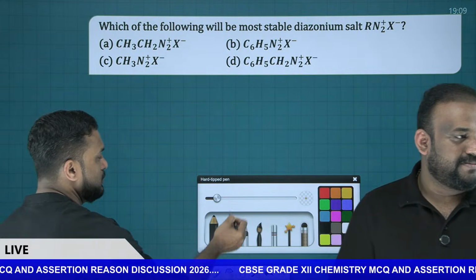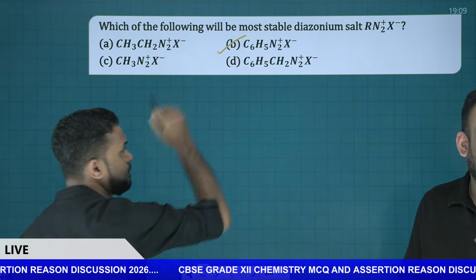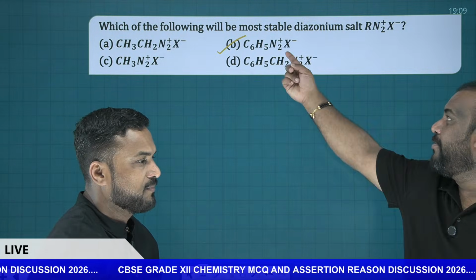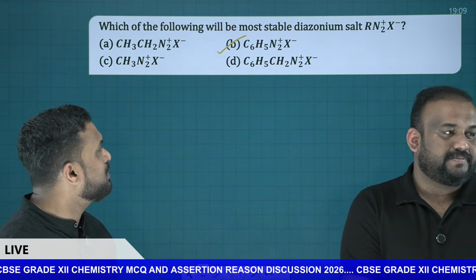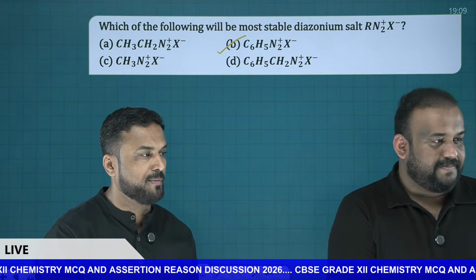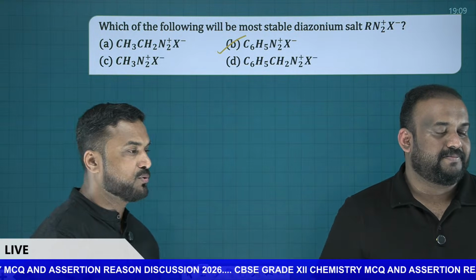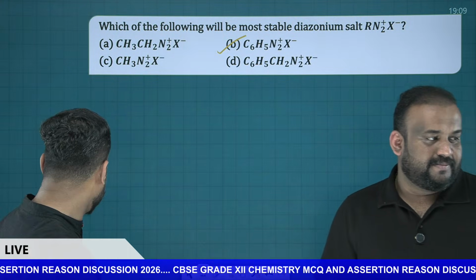So the right answer for this one is B. This B is the only aromatic diazonium one. Remaining all are aliphatic. Even option D is also aliphatic, not aromatic. Don't get confused. So we will go to the next one, sir.